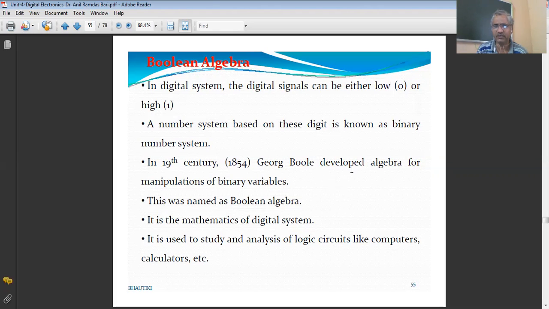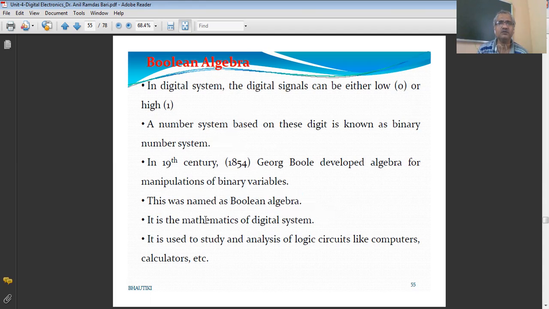We know the algebra for the decimal number system. In the decimal number system, we have addition, subtraction, multiplication, division, and there are some rules which we have to follow in decimal algebra. Similarly, George Boole developed algebra for manipulation of binary variables or binary numbers, and therefore it is named Boolean algebra. It was named so because it was first developed by the scientist Boole.